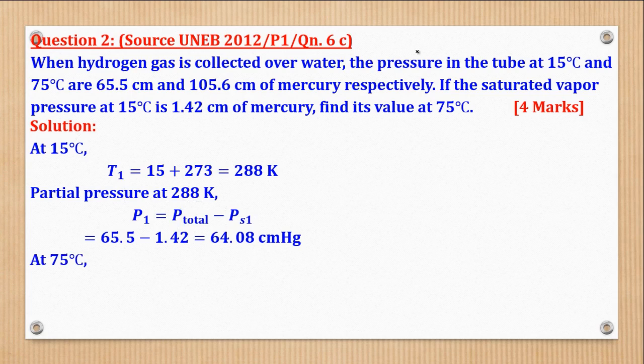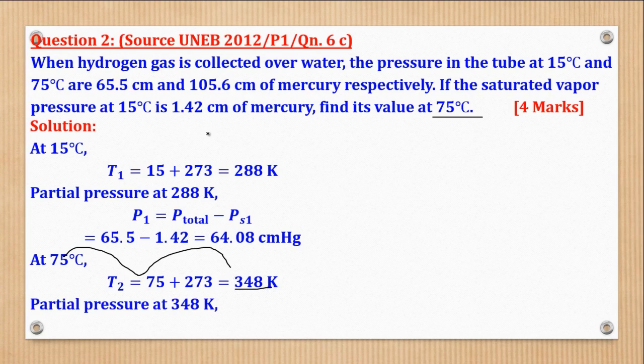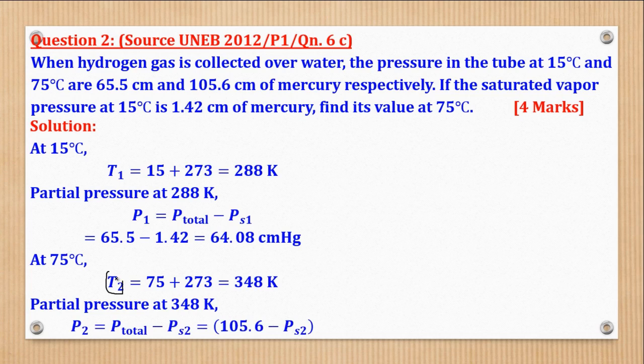What about at 75 degrees Celsius? There the temperature is 75, convert to Kelvin to give you 348 Kelvin. Then we have the total pressure, but we don't have the saturated vapor pressure, so we shall leave it as an unknown. Total pressure is that, this will be an unknown. So now this and this, then we have T2 and P1, T1 and P1. So we can use the ideal gas equation, remembering that volume is constant.